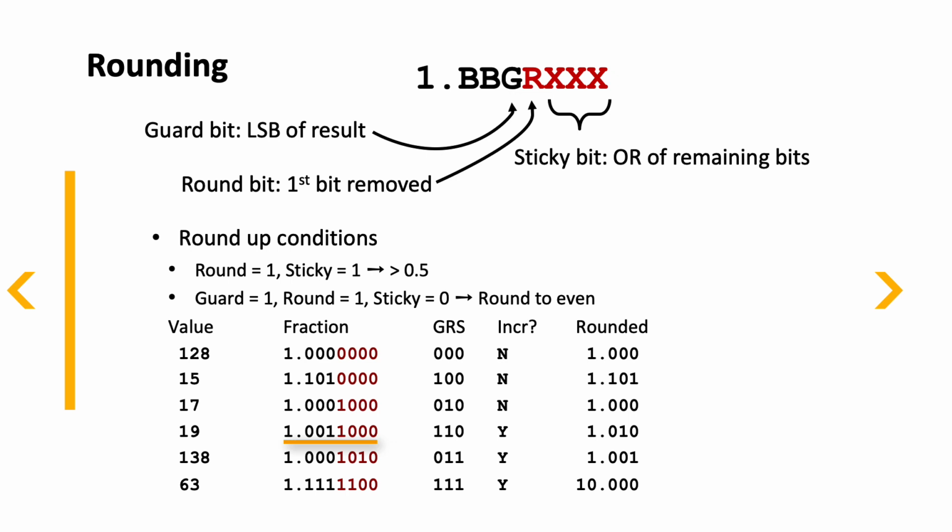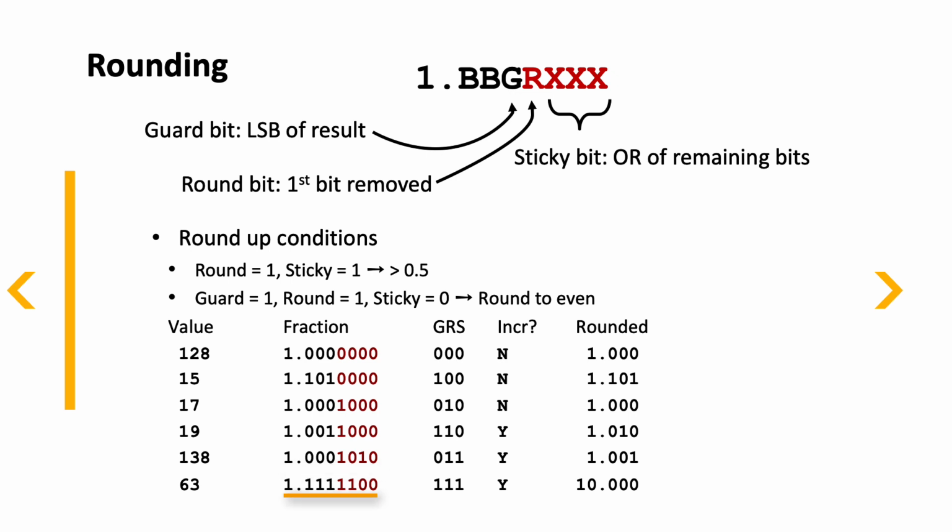Now 19 gets a little more interesting. We've got a guard bit of 1, we've got a round bit of 1, and a sticky bit of 0. That matches that second condition, which is, again, a round up condition. So we are going to increment that one, and we end up with 1.010. So that's one where we actually did do a change, right? With 138, guard bit is 0, round bit is 1, sticky bit is 1. When the round bit is 1 and the sticky bit is 1, we know that we're greater than halfway to the next value, so we round up.